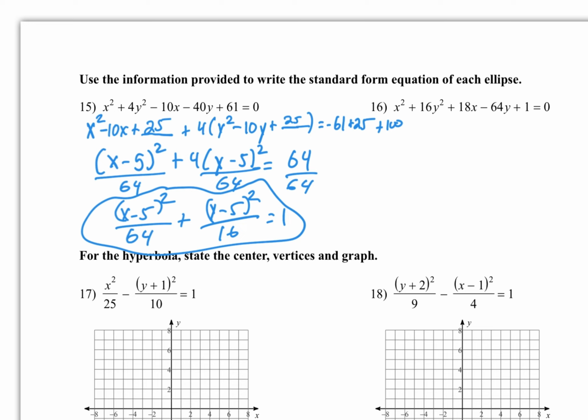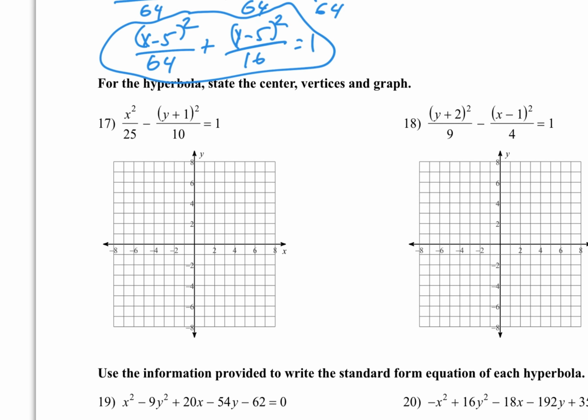The last type then is hyperbolas. State the center and graph. So we've got x squared over 25 minus y plus 1 squared over 10. Ooh, that's not a very nice number. Equals 1. Yuck. Center is easy enough. 0, negative 1. Put a dot there.